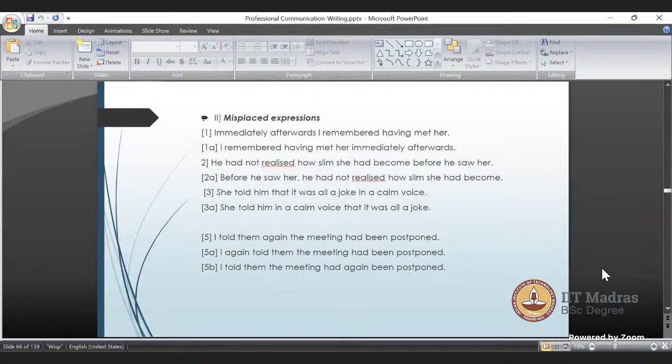He had not realized how slim she had become before he saw her. Okay, that can be changed to: Before he saw her, he had not realized how slim she had become. She told him that it was all a joke in a calm voice.